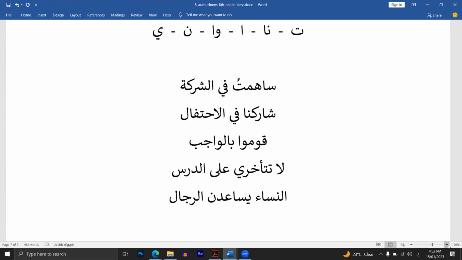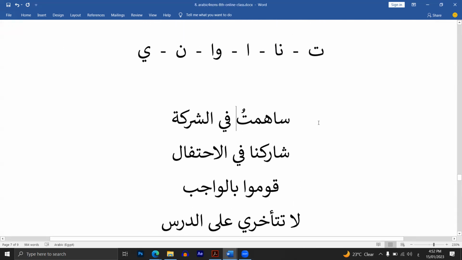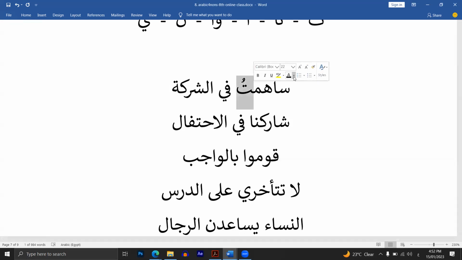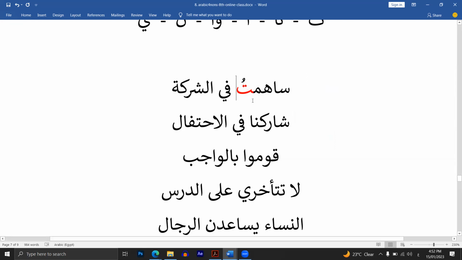Okay, Mrs. Dia, please, can you read the first sentence? ساهمت في الشركة. Okay, where is the connected pronoun in this sentence? تاء الفاعل. Okay, ساهمت. Okay, how can you know it's تاء الفاعل? Because it is تا. Just give me one minute, please. I'm coming back.